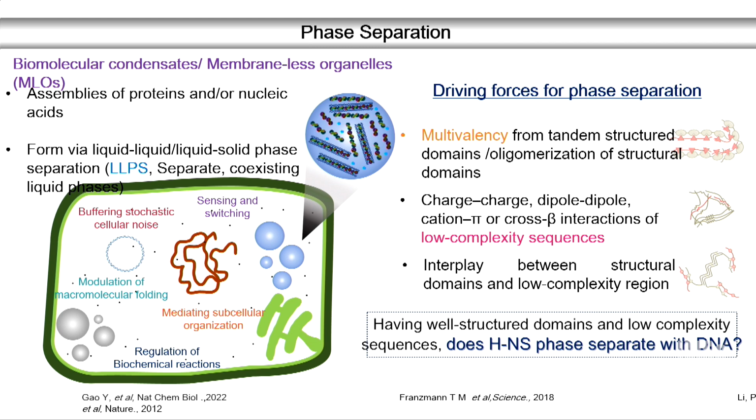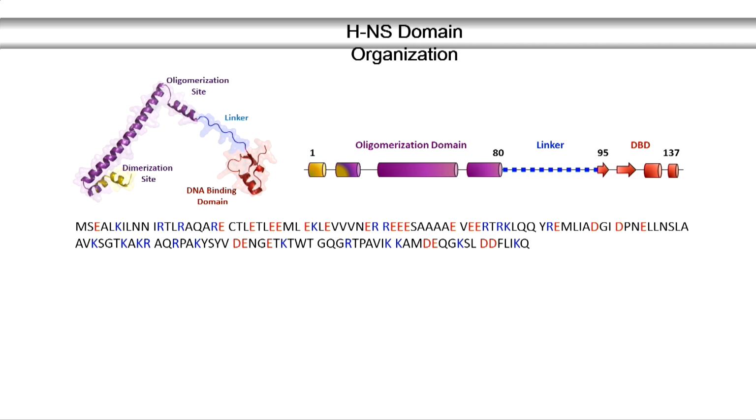And now, from the perspective of HNS, it has well-structured domains. It also has low complexity sequence, meaning disordered regions which are enriched in charged residues, and it also forms oligomeric assemblies, and a certain phosphomimetic mutation also eliminates these oligomeric assemblies to result in a dimer alone. The question is, does it phase separate with DNA? And because it is supposed to bind and condense DNA, we expected something of this kind to happen. And this is the structure, just to recap.